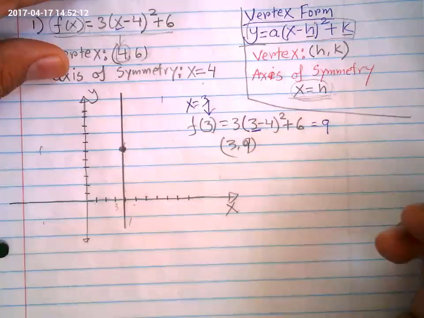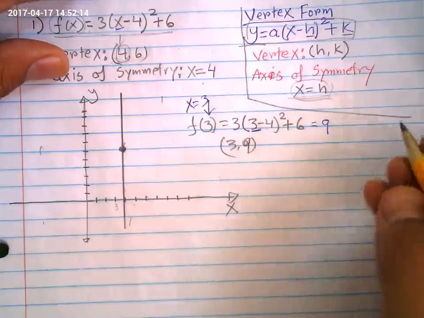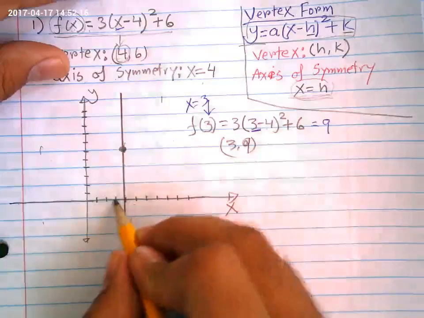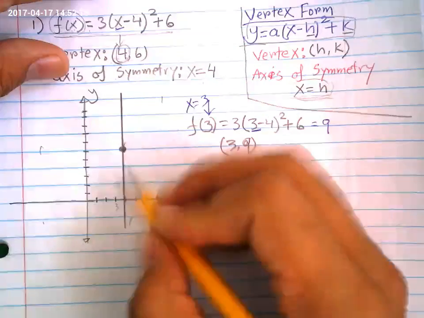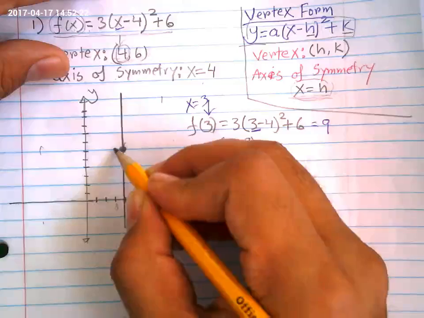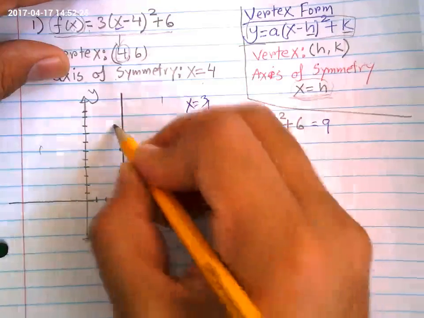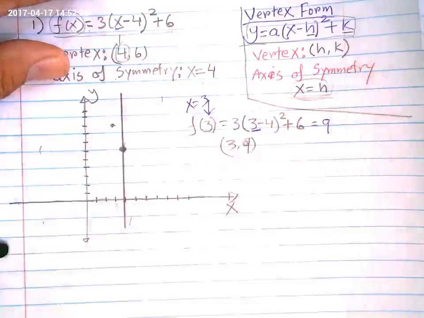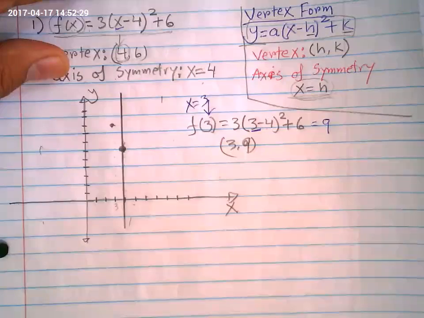Question. Now plot it. For 3, you got 9. Up. 1, 2, 3, 4, 5, 6, 7, 8, 9. We good?